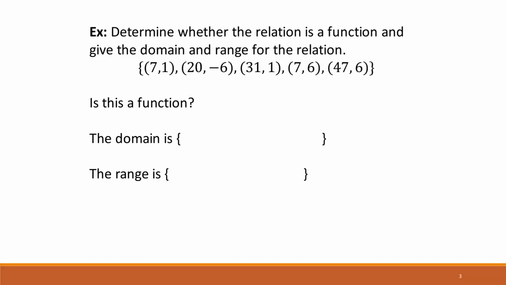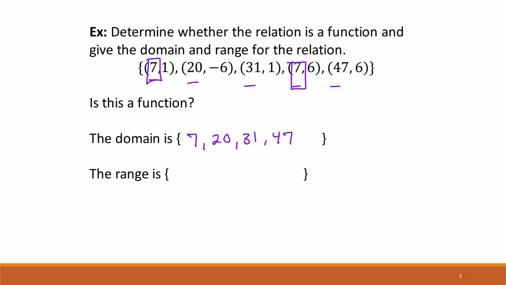So if we try to define the domain here, we would take and list all of our x values. And we usually like to do this from least to greatest. So our x values here are 7, 20, 31, and 47. And so that's just our x values here. You see 7 occurs twice, but we only need to write it once.